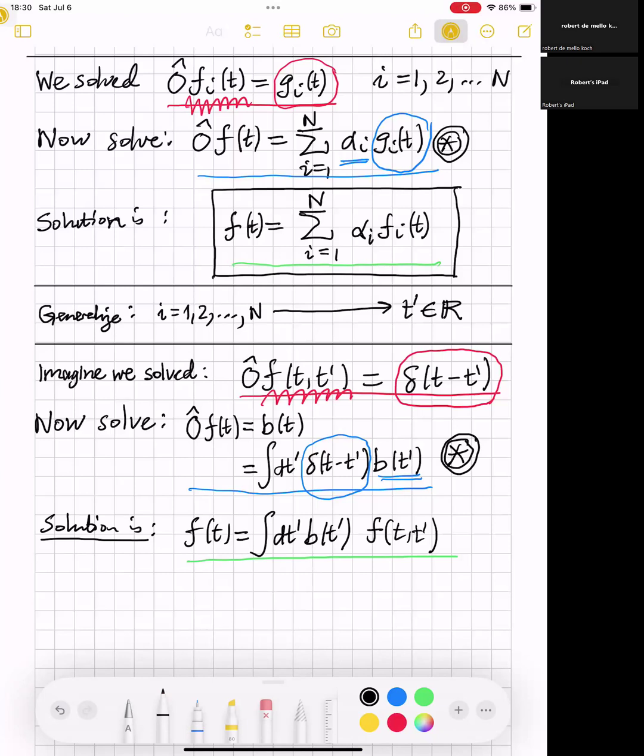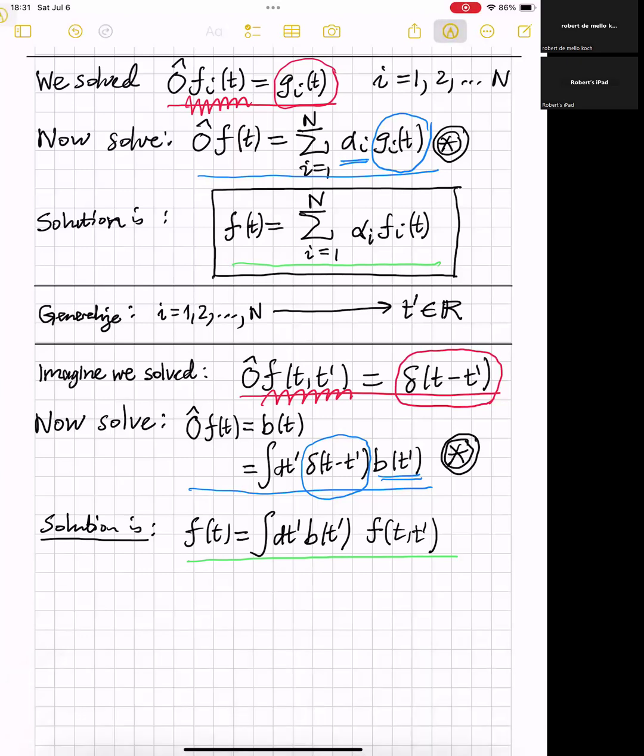So I've written down this underlined green equation just by looking at the equation at the top and just by writing down the analogous thing. What else can we say? Well, we said that the solution is a linear superposition of the solutions that we found originally. And you can see that now our f of t is an integral dt prime, b of t prime, f of t minus t prime. But f of t minus t prime is the solution that we found before. So again, it's a linear combination of the solutions.